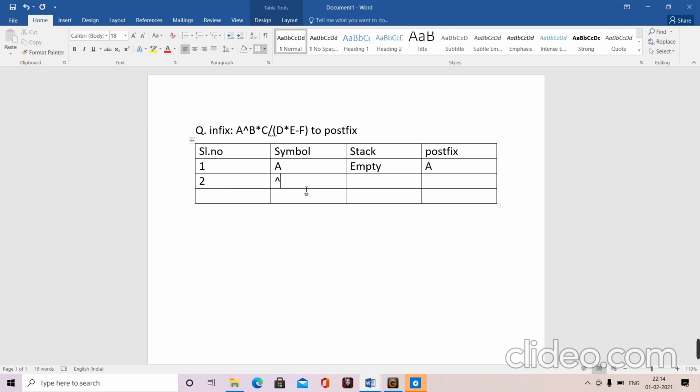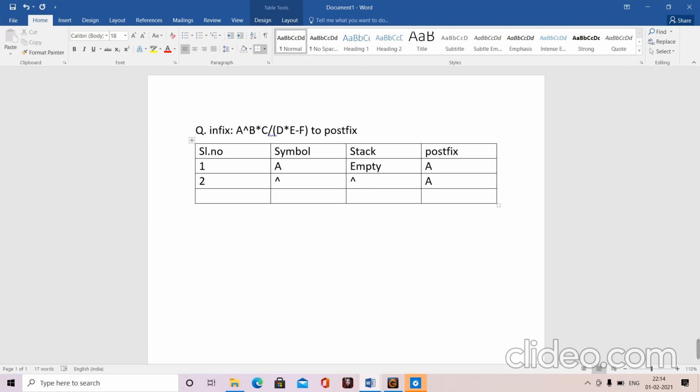So what do we have to push on the stack? I have not mentioned the actions, you can mention them or not, it's up to you. When the exponential symbol arrives, this means just push it onto the stack, and your stack will be the exponential, and your postfix remains a.